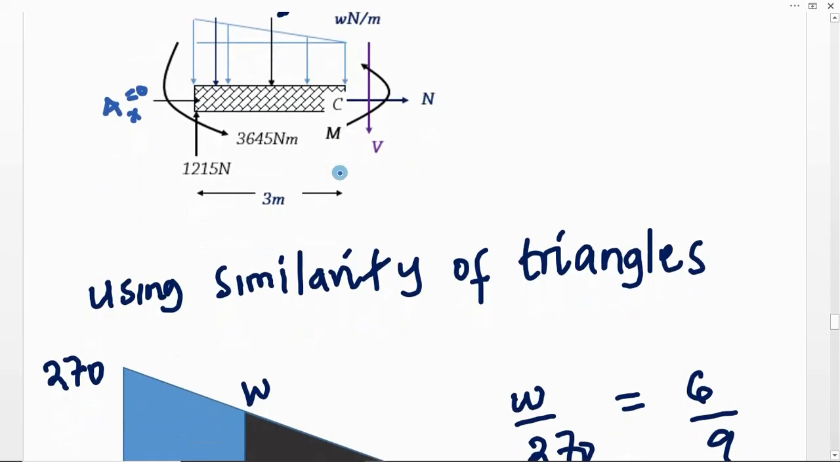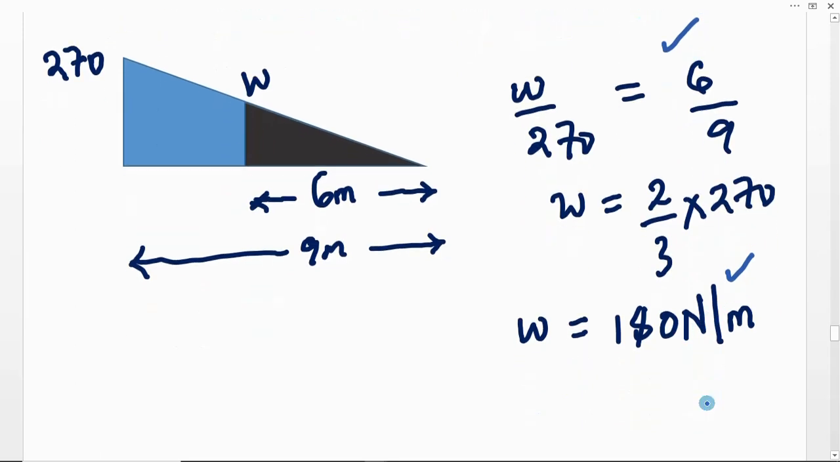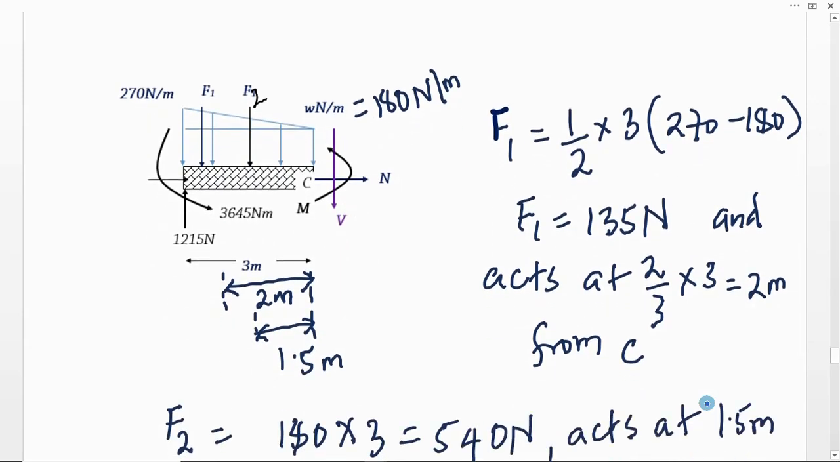this point. So using similarity of triangles, we can say here we have a magnitude of 270, here we have a magnitude of W. We know the distance from here to there as 9, and from here to here as 6. Therefore, using the similarity of triangles, we get W as 180 newtons per meter. So when we get 180 newtons per meter and we put it on our free body diagram, remember this is a zero force, and we have a shear force here, normal force, then the bending moment. So that W is 180 newtons per meter.